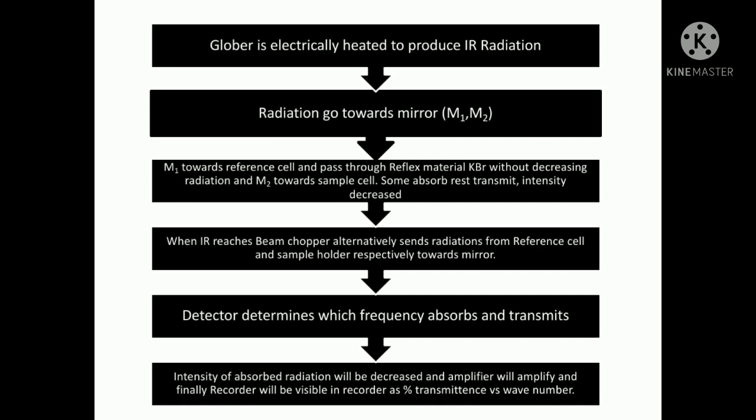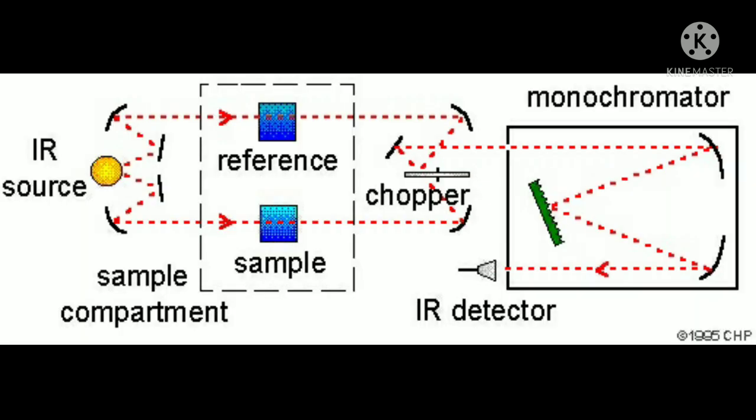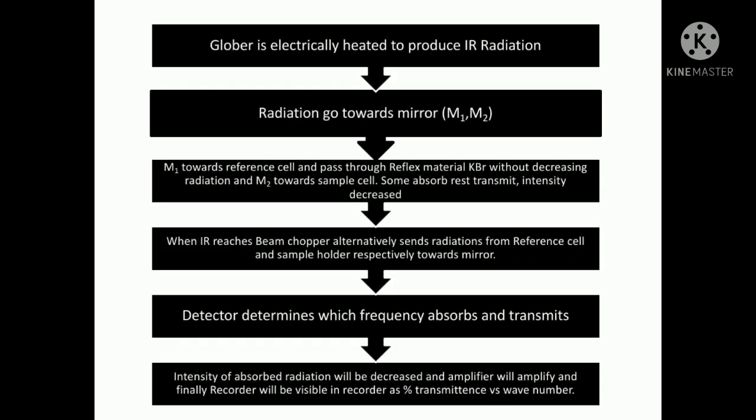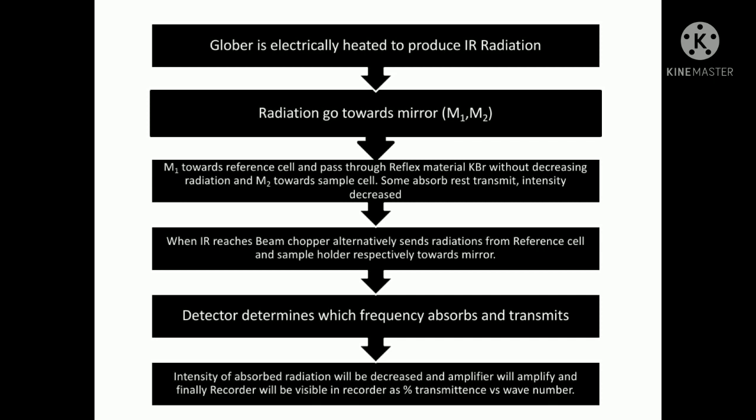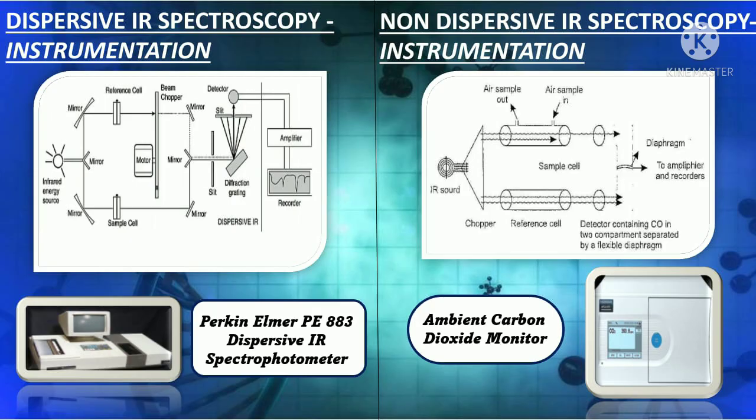Now when the IR reaches the beam chopper, it alternately sends radiation from the reference cell and sample holder respectively towards the mirror. Now this keeps happening alternately. Now what happens is that the detector determines which frequency it will absorb and which frequency it will transmit. According to this, the intensity of absorbed radiation will be decreased, and the amplifier will amplify it, and finally the recorder will be recording it. Besides the dispersive spectrophotometer, there is the non-dispersive spectrophotometer.